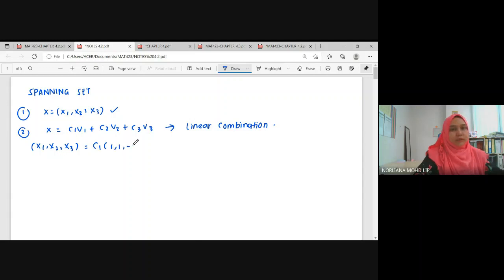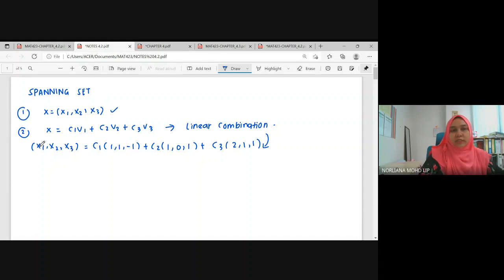-1 plus C2, 0, 1, 2 1 1. Okay, dah dapat ni kan? Okay, so ni equation for linear combination. Then we can create the system of linear equation. You all boleh pecahkan lah.